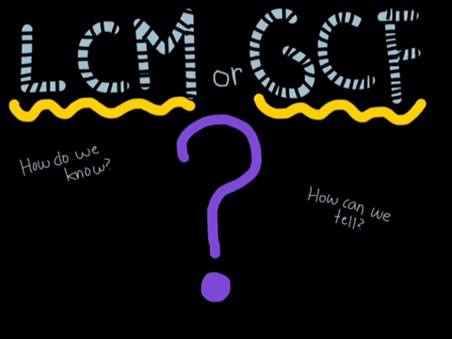Since we're learning about LCM and GCF, which is the least common multiple, or lowest common multiple, and the greatest common factor, how do we know if it's LCM or GCF? This is very hard to know. Here's some advice I want to tell you guys.